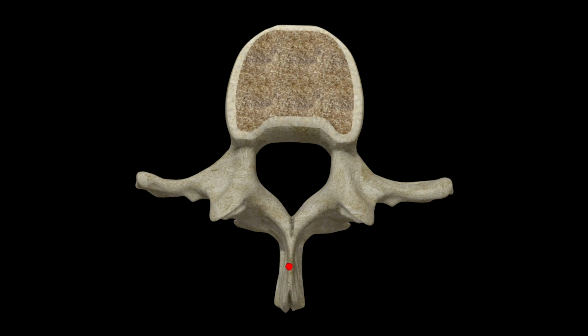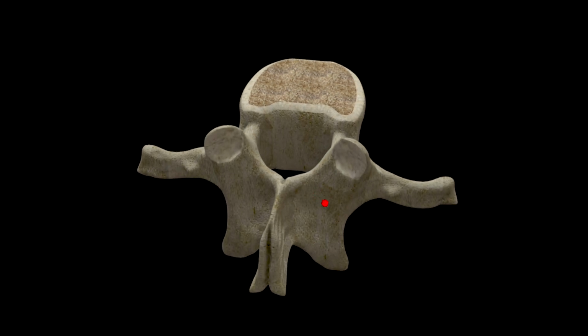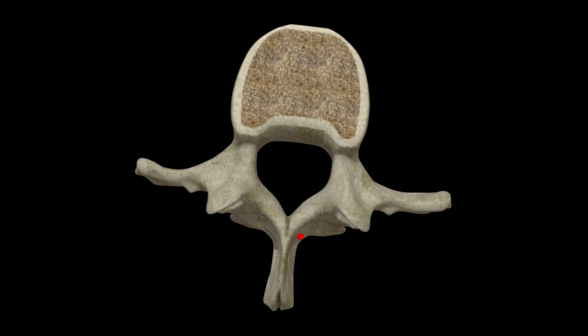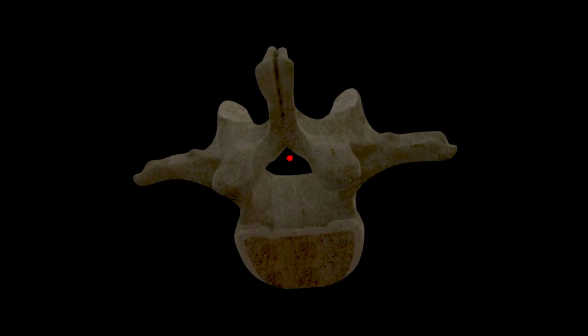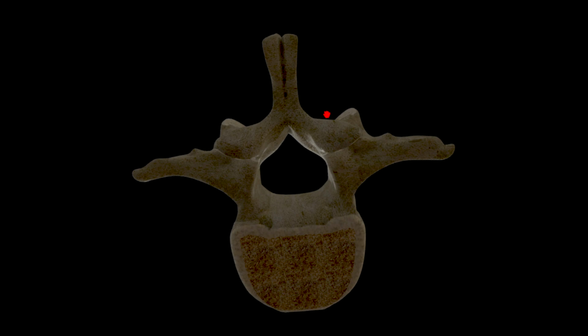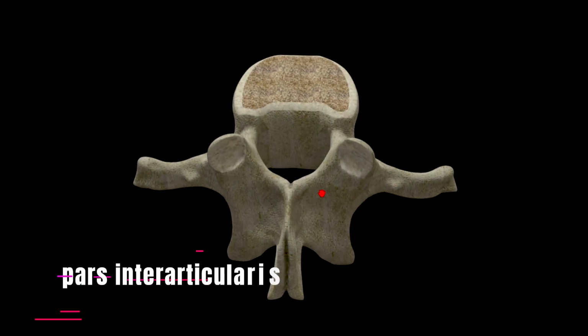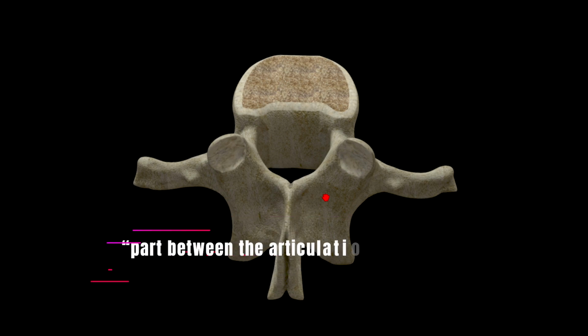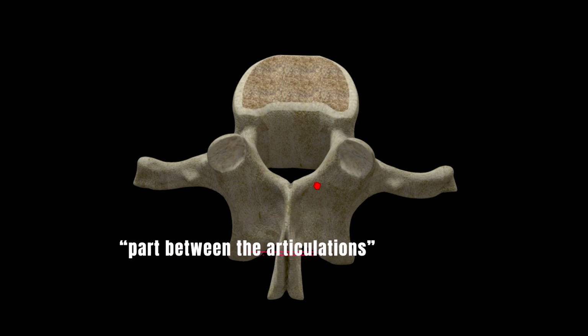And then in the back we have the spinous process, and the bit of bone that connects the transverse process with the spinous process, that's the lamina right here on both sides. And a part of the lamina, the piece of bone that connects the superior articular process seen here facing inward with the inferior articular process seen underneath facing outward, that bit of bone is called the pars interarticularis. Now that's a Latin term that just means part between articulation. So this is the pars interarticularis.